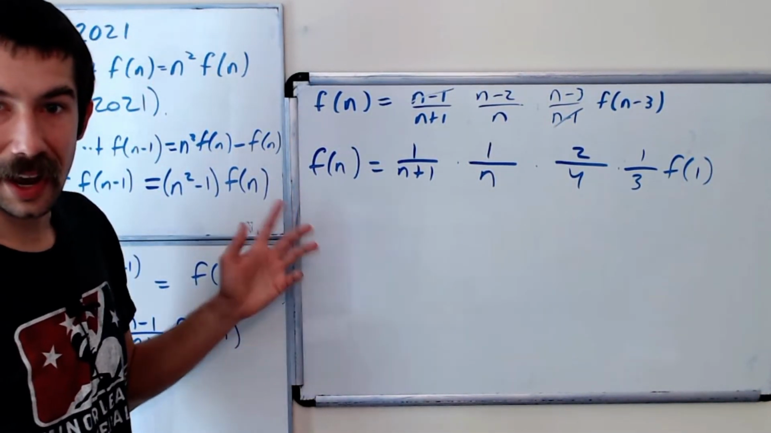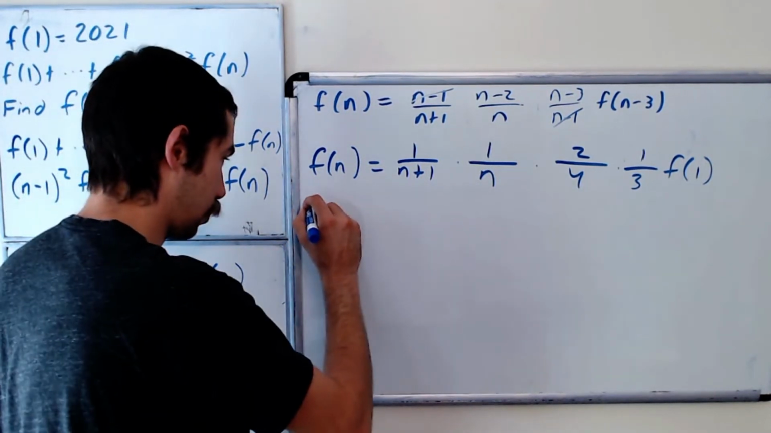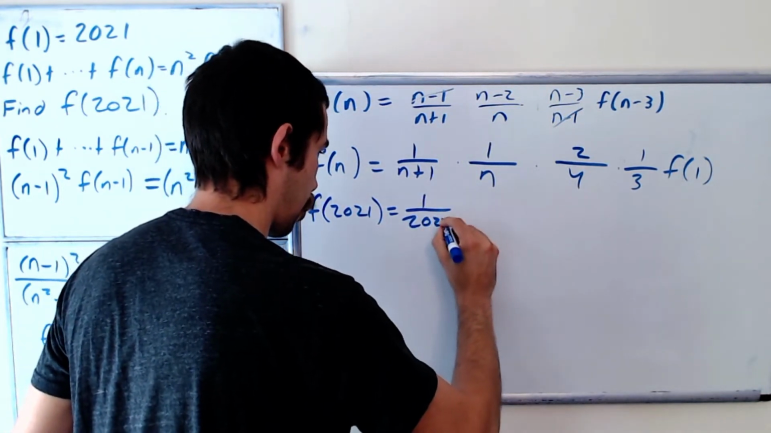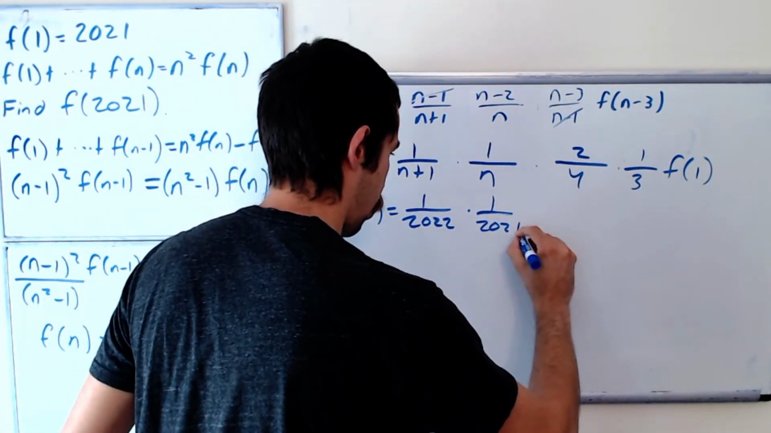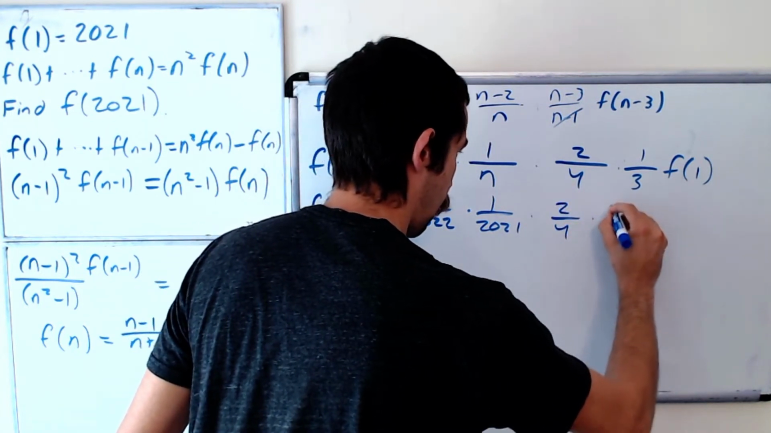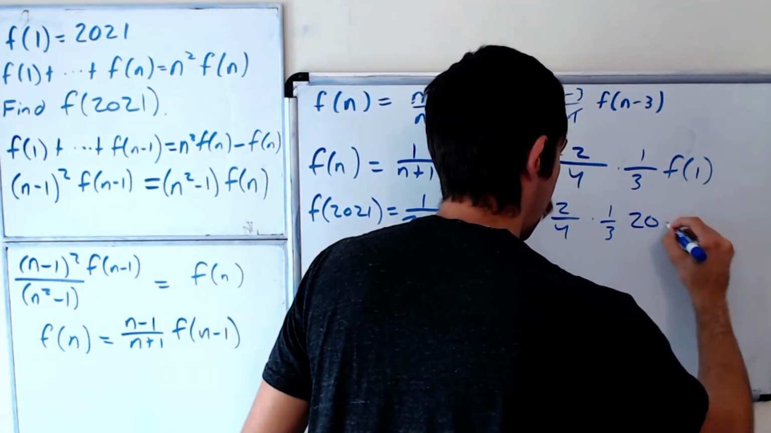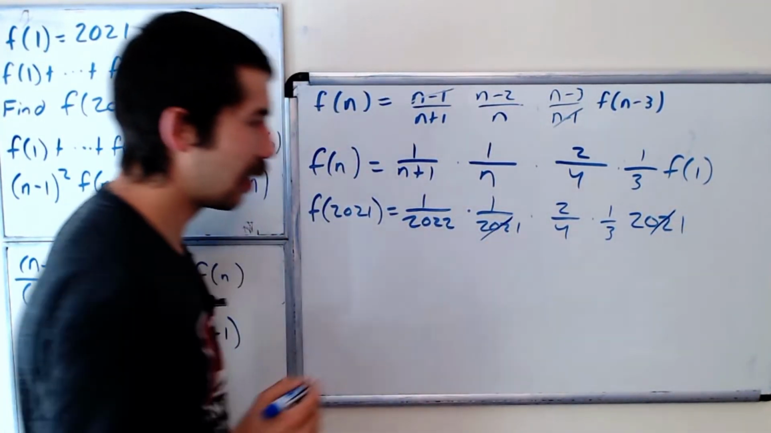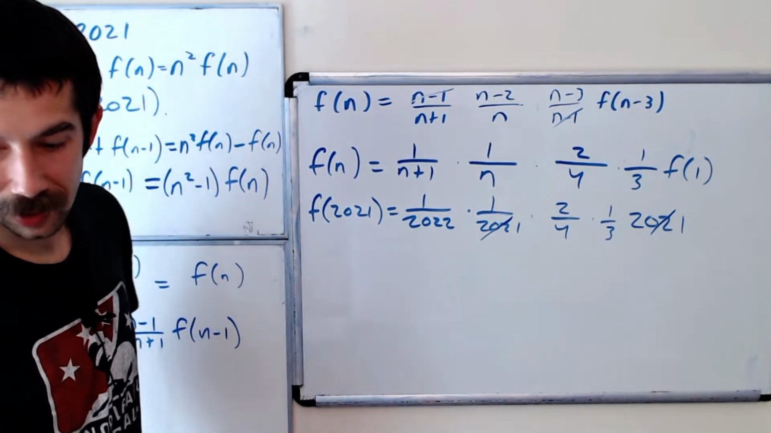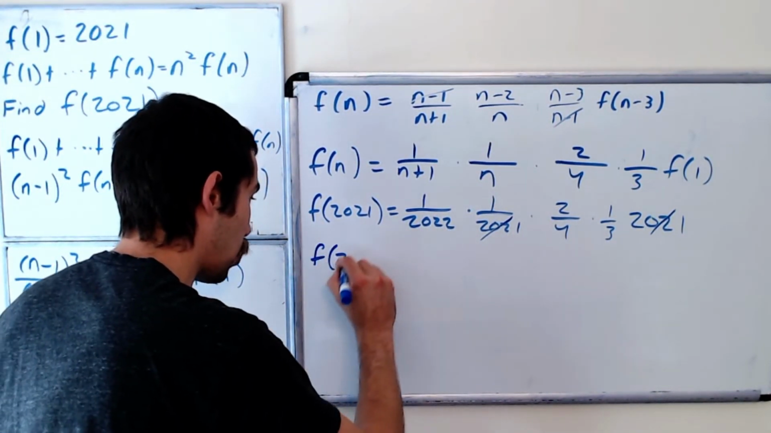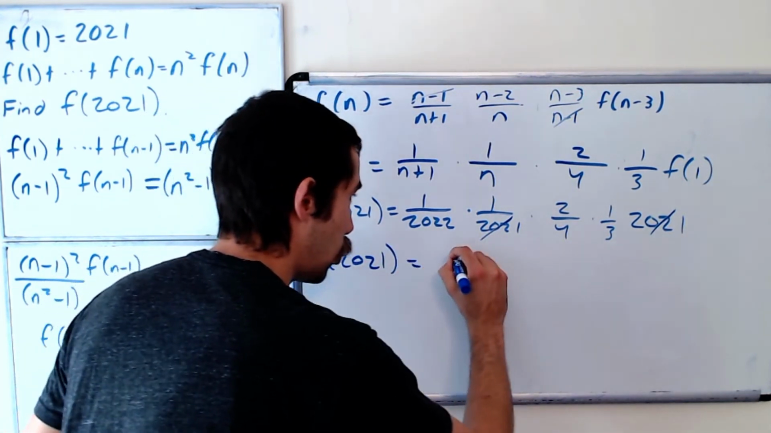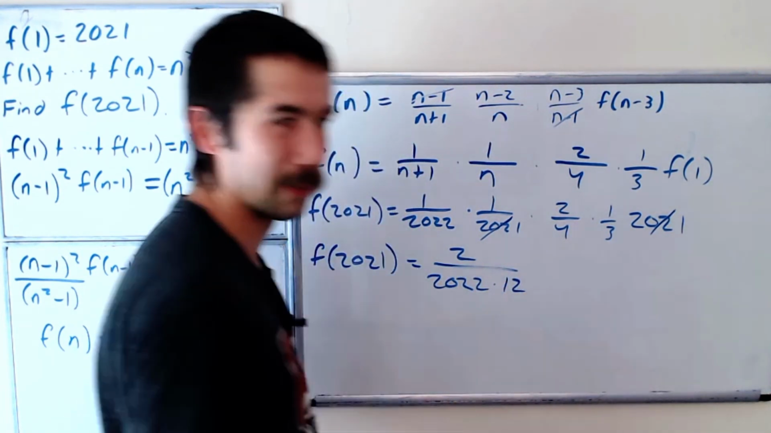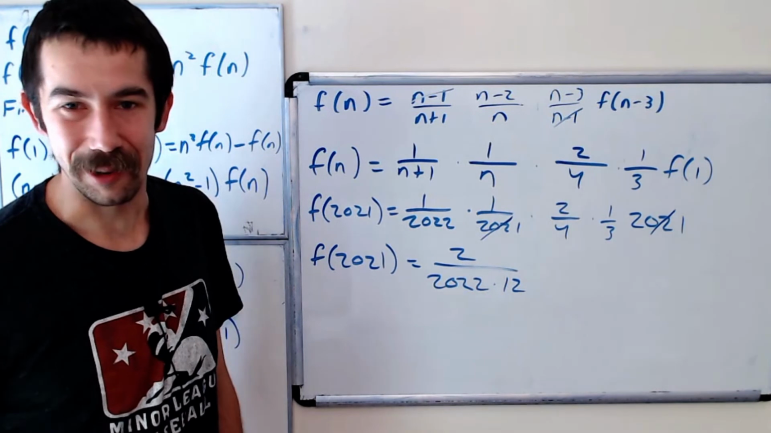So now let's sub in 2021. And remember, f of 1 is 2021, so that will cancel here and here. And our final answer is f of 2021 is equal to 2 over 2022 times 12. Whatever that number is, you could plug it into a calculator.